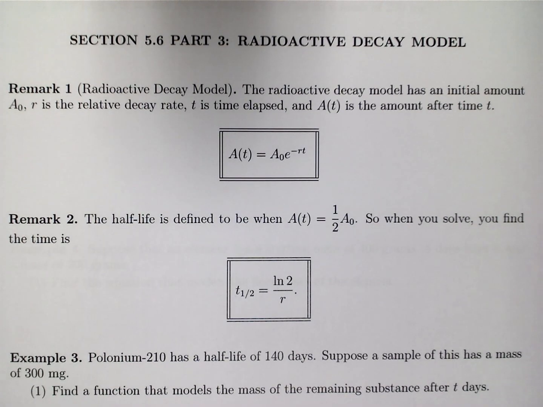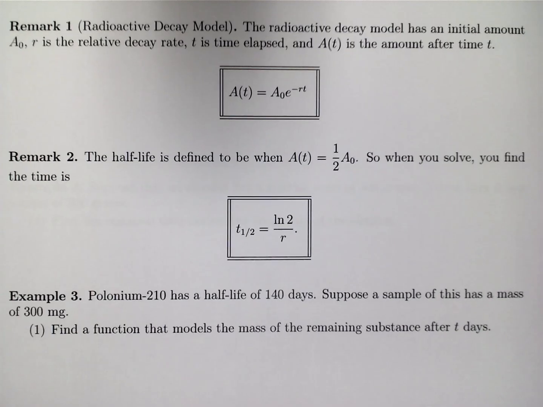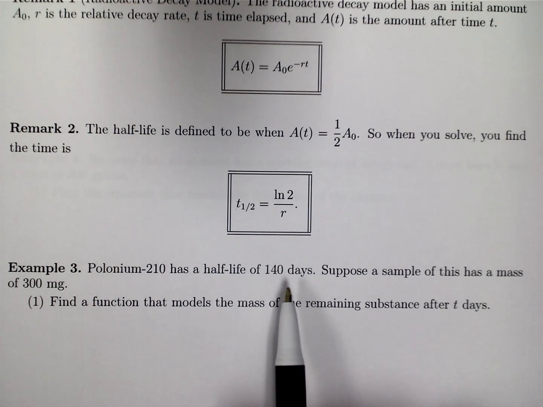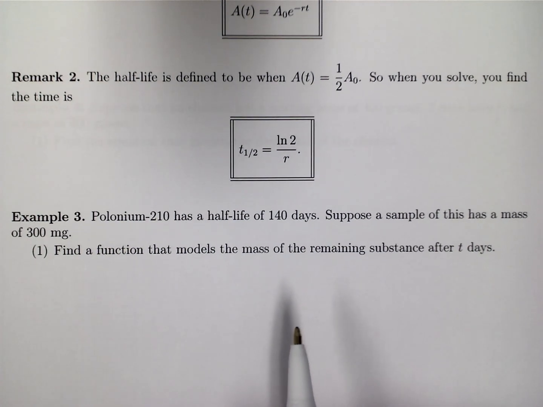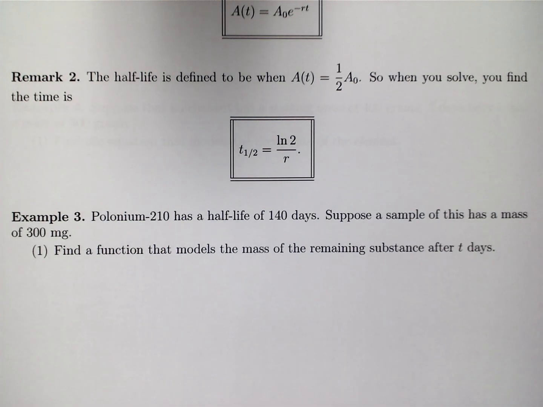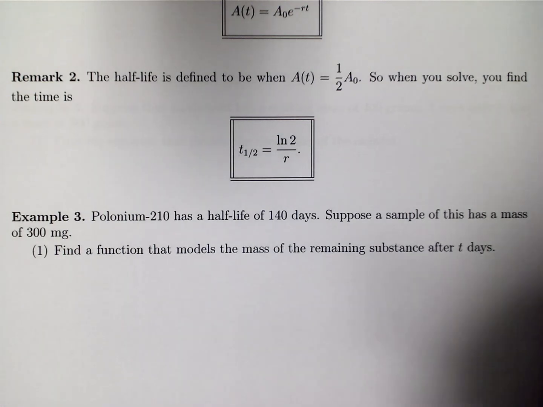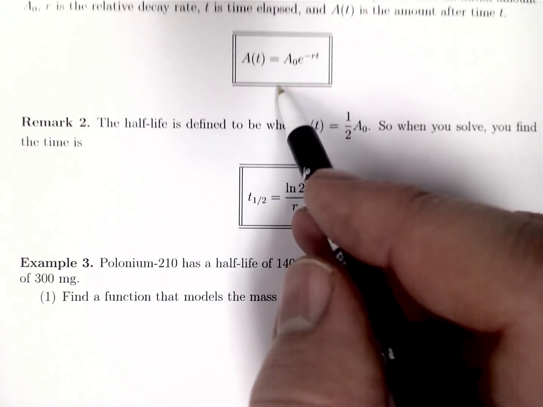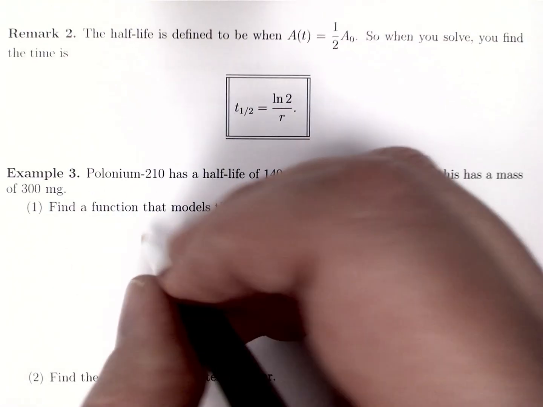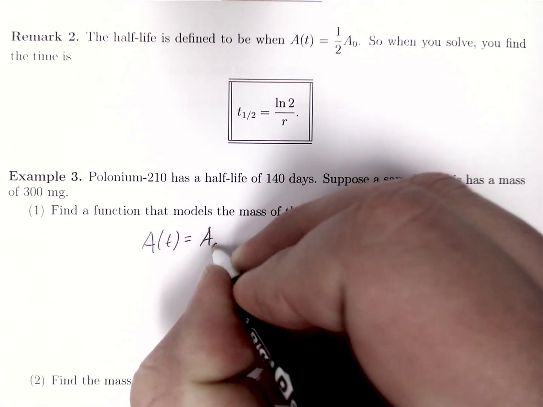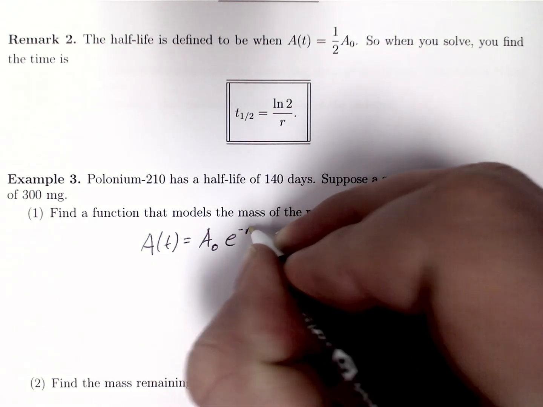All right. So let's do an example. If we have polonium-210, apparently it has a half-life of 140 days. Suppose a sample of this has a mass of 300 milligrams. We want to find a function that models the mass of the remaining substance after t days. So we want to find the model. Again, we're going to use our new model. It's the same as the exponential except for the negative in the exponent. So A of t equals A naught e to the negative RT.